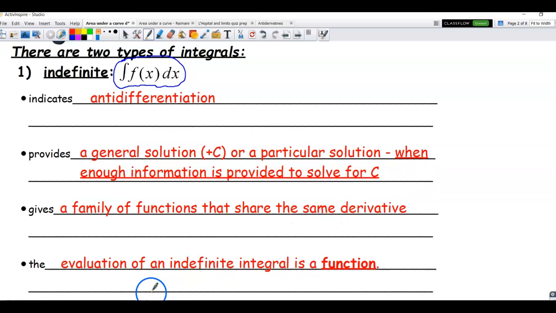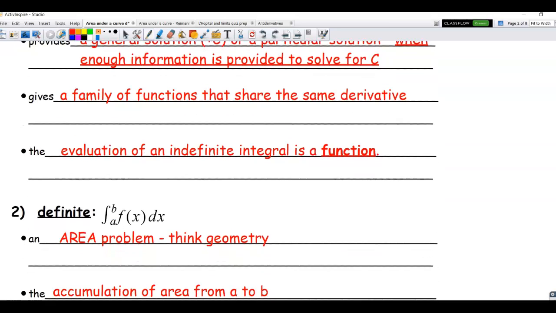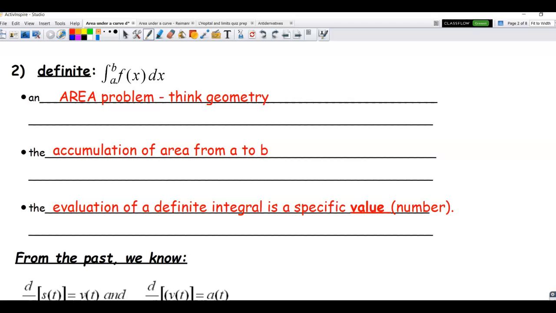The evaluation of an indefinite integral is a function. So in other words, when you complete this work, when you complete the anti-differentiation, you will have either a general or a particular solution.